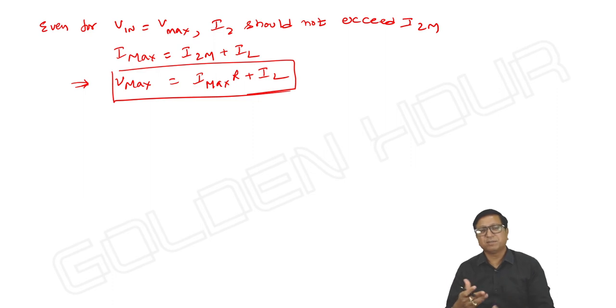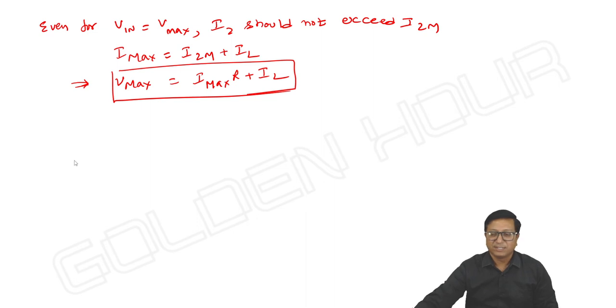Based on that, some questions they will be asking. If they do not give Iz minimum, then we can assume Iz minimum, or the knee current of the Zener diode, to be 0. If Iz minimum is given, well and good. If it is not given, we take Iz minimum equal to 0. Please do observe that. So based on this, let us do some problems.